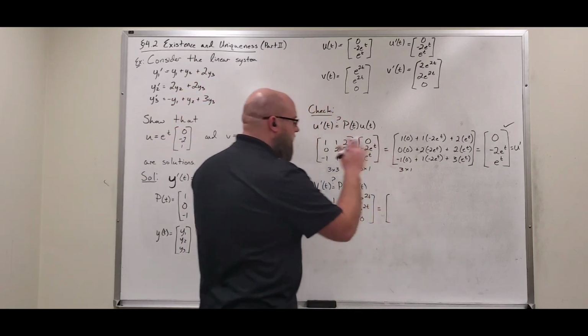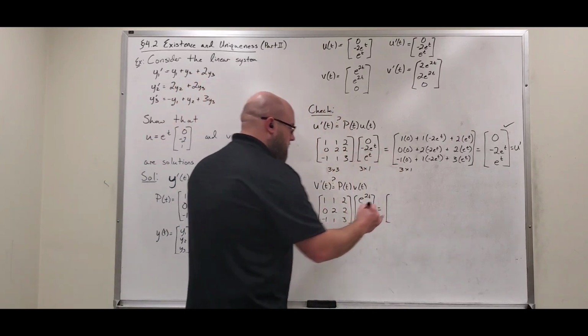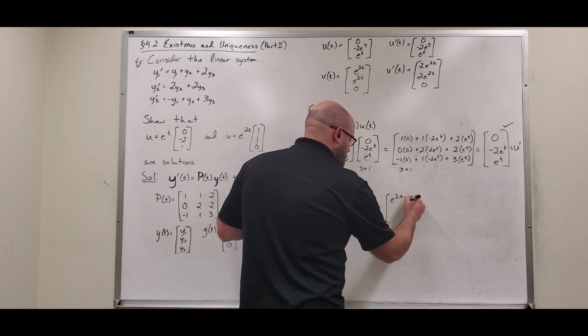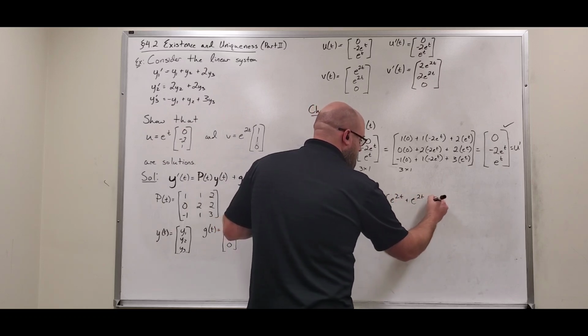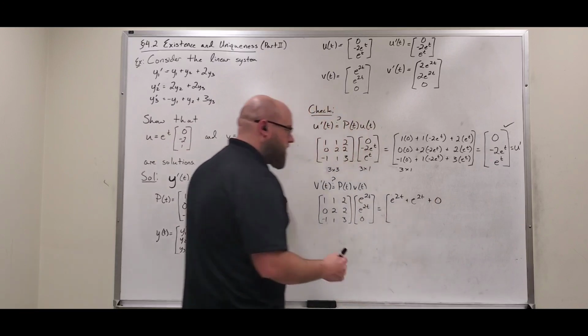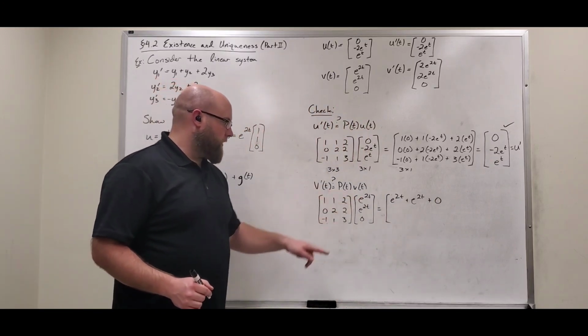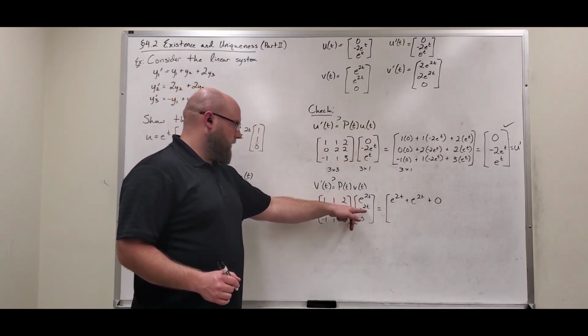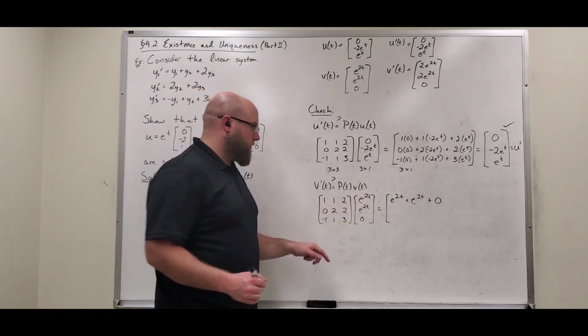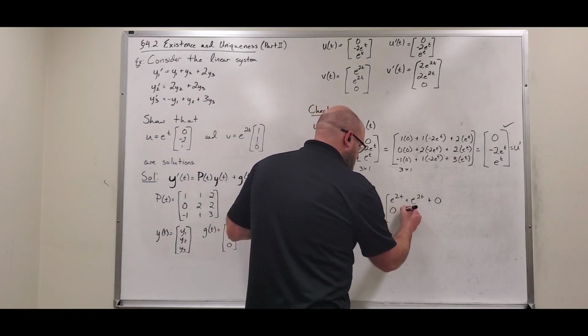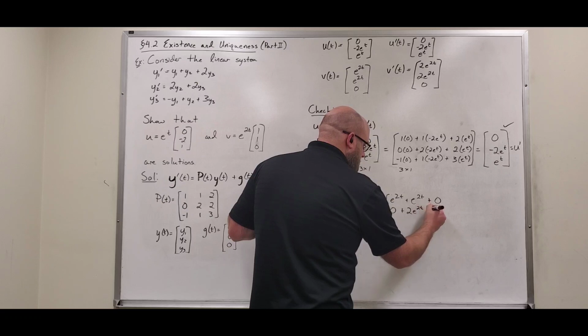I'll go ahead and write out the steps. So we're going to get e to the 2t plus e to the 2t plus 2 times 0, which is 0. Then we're going to get 0 times e to the 2t, 2 times e to the 2t, plus 2 times 0. So that means we're going to get 0 plus 2e to the 2t plus 0.